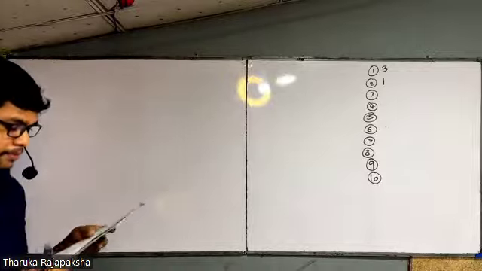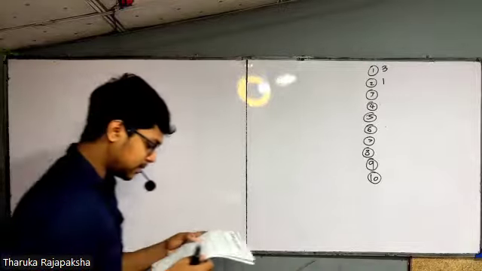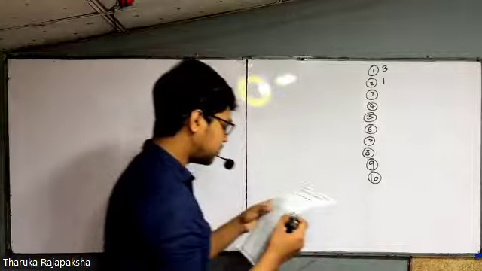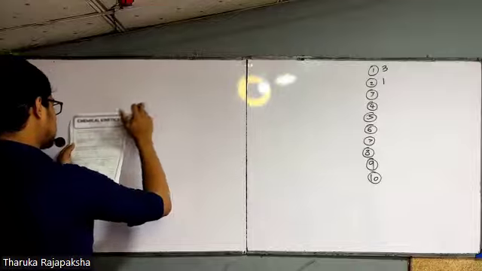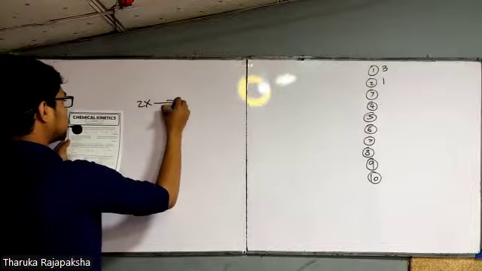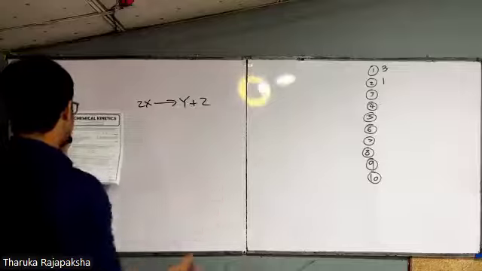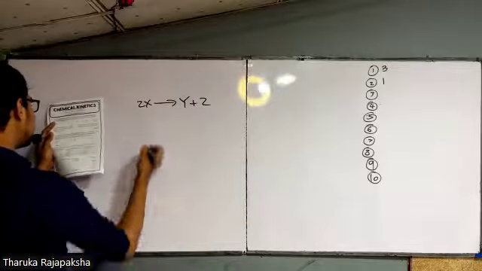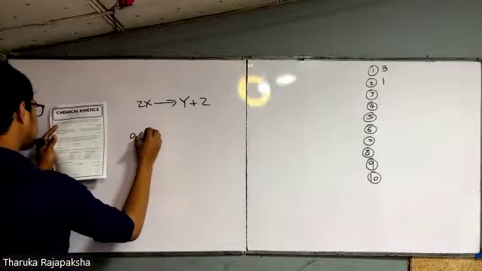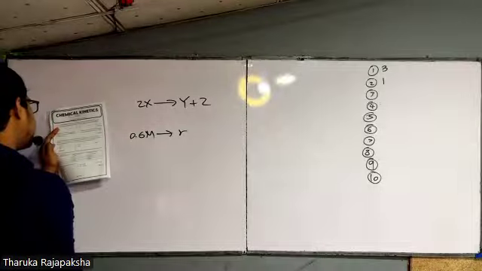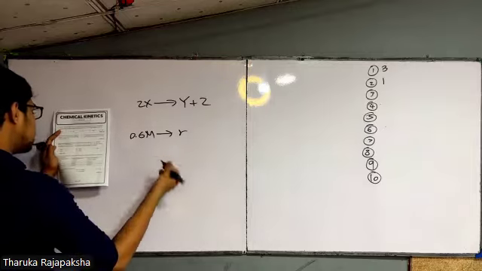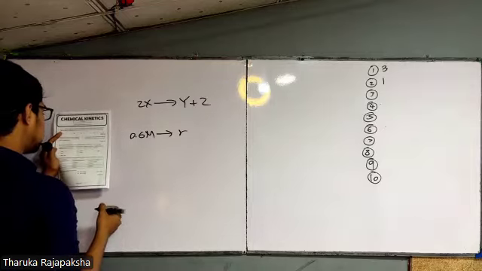Then the third one. The rate determining step in a certain reaction has been found out to be 2X goes to Y plus Z. So the rate determining step of a multi-step reaction is this, Y plus Z. When the concentration of X is 0.6, the rate of the reaction is R. Okay. Therefore, when the concentration of X is 0.12, the rate of the reaction in mole per cubic.